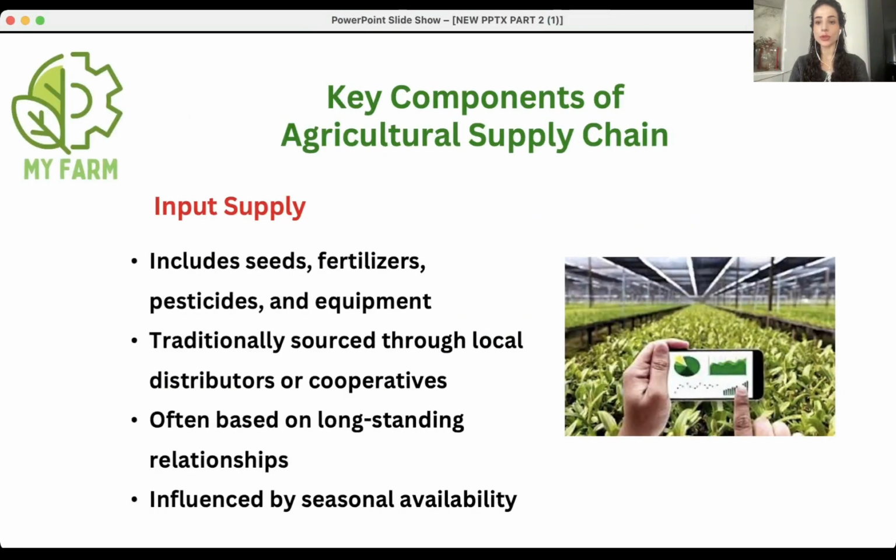Well, now let's focus on key components of the agricultural supply chain. The first one relates to input supply. Traditionally, farmers sourced seeds, fertilizers, pesticides, and equipment through their local distributors or cooperatives, often relying on long-standing relationships and seasonal availability.